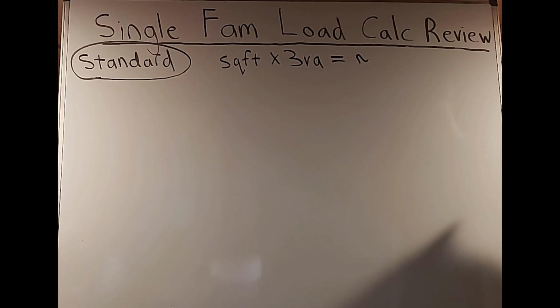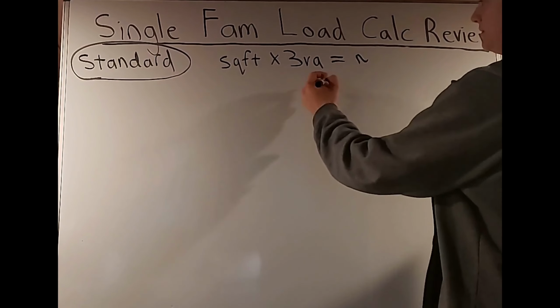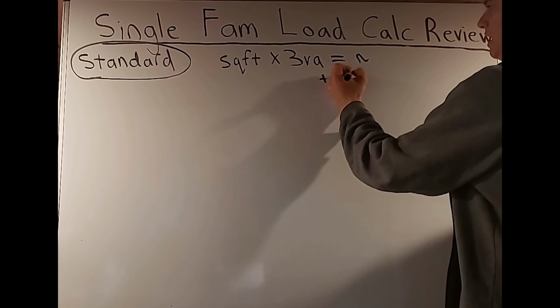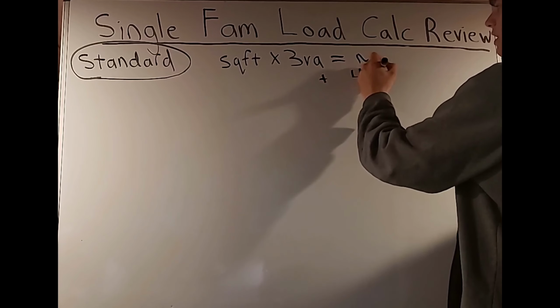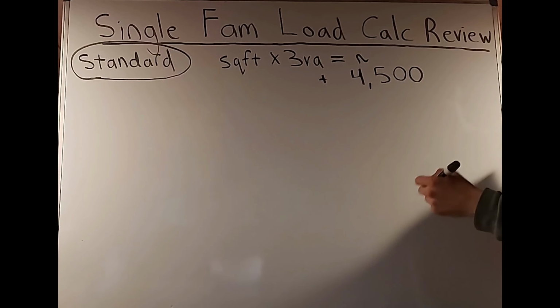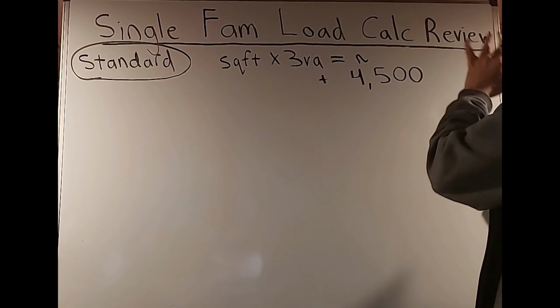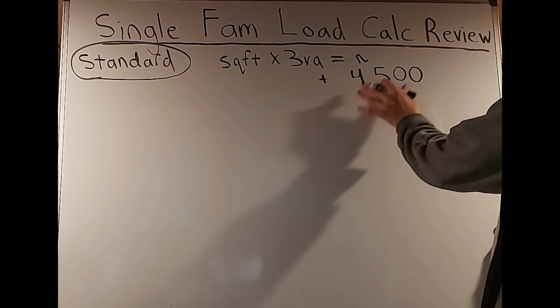We're not doing an actual problem here. But at all times, we're going to add a 4,500 if there are no exceptions. I'm going to get into that in a second. So basically, at all times, we're going to add a 4,500 number.